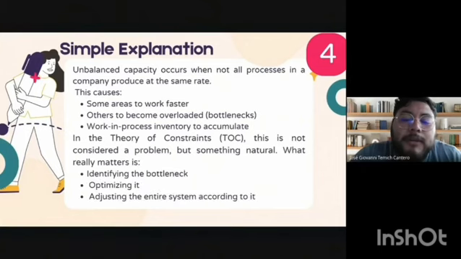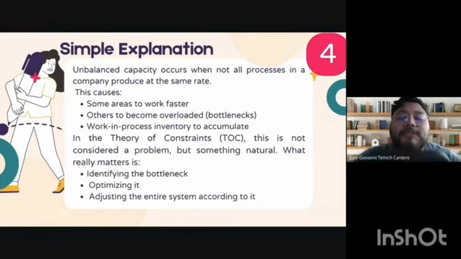Now, the theory of constraints is a management approach that focuses on identifying the main limitation, or constraint, that affects the performance of a system. According to this theory, every system has at least one constraint, and improving the system depends on identifying and optimizing our process. The focus is on the most critical part.